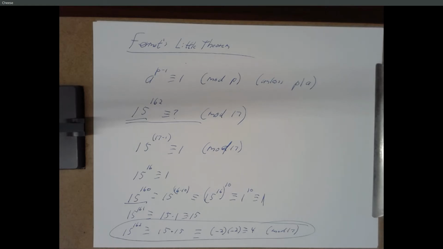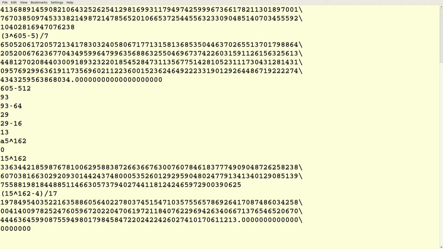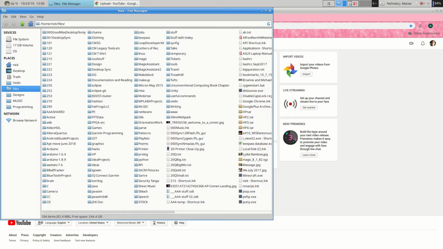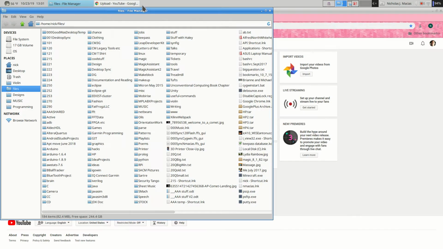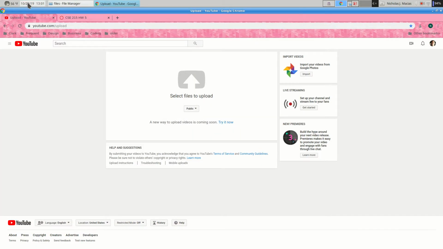So, has anybody looked at the other texts that are posted on Canvas? I posted a few other textbooks. The textbook that we're using as the main textbook for this course doesn't really talk about a lot of number theory in the way that we're talking about it. It talks about some more advanced stuff that's number theory-ish. So there's, I don't know what I actually called it. Let me see what I called it.